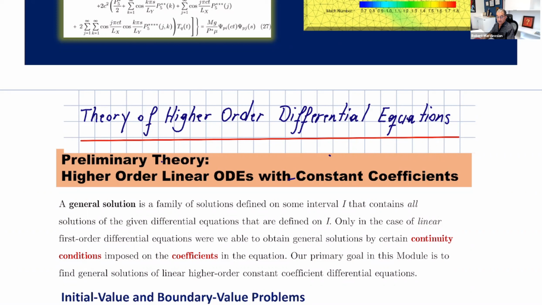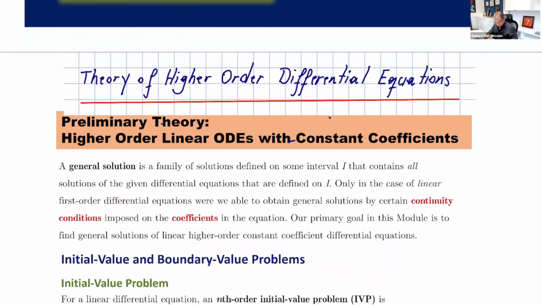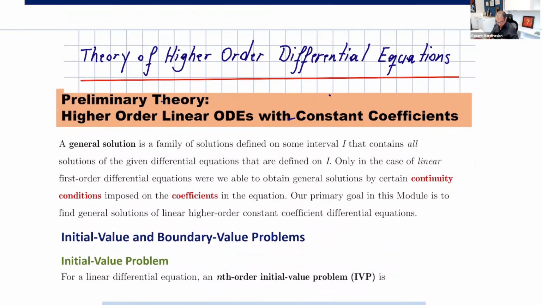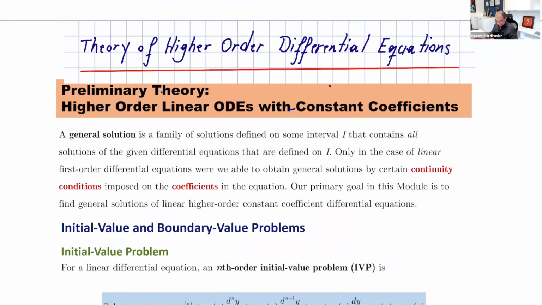With solving it, it's just a technique, but why those techniques exist, that's what we want to go over in this video. So what's the general solution? The general solution is a family of solutions. Remember, it's defined in some interval I. We always solve a differential equation in some interval I, and that contains all the solutions of the given equations that are defined in I.